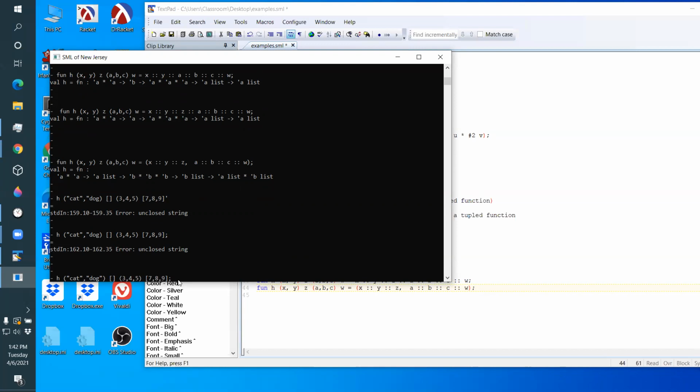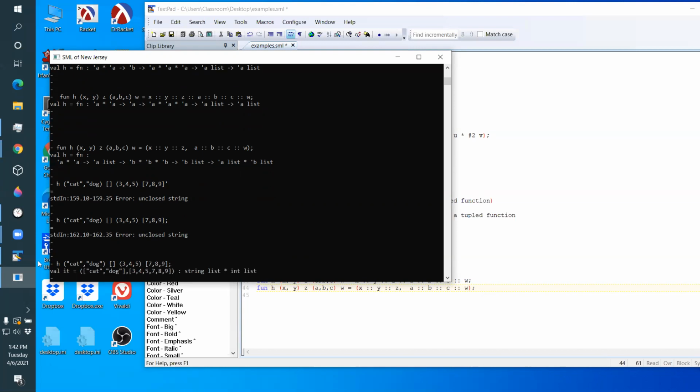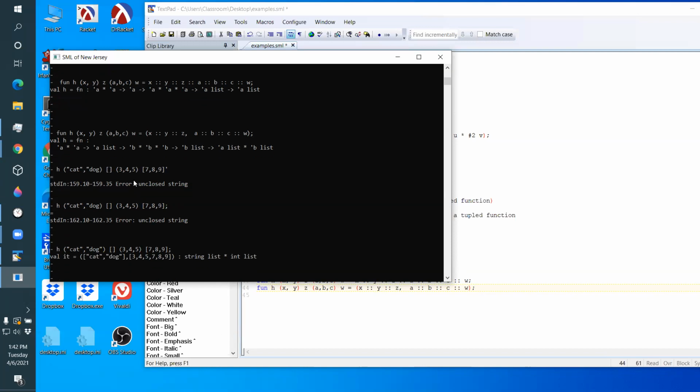Okay. So there's the pair cat and dog consed onto the empty string. So I got the string cat dog, and then 3, 4, and 5 were consed in front of 7, 8, and 9. So I got out a string list and an int list. But notice that the key is to start learning how to read these, how to read curried functions. The arrows separate the inputs. However many arrows are in this signature, that's how many inputs there are. The last arrow tells you what the output type is.